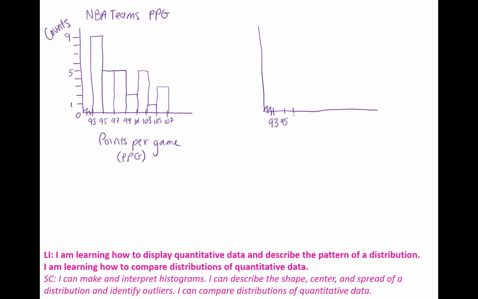95, 97, 99, 101, 103, 105, and 107. So basically building the same scale here. I'm going to see if I can fix these two a little bit. All right, and I'm going to have the same label across the bottom. This is points per game, PPG.